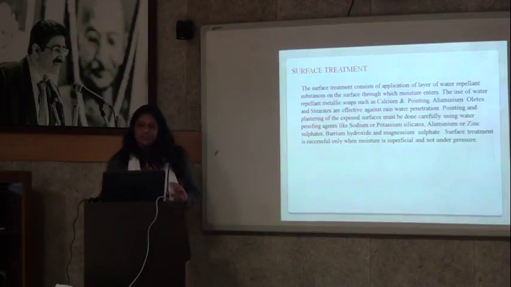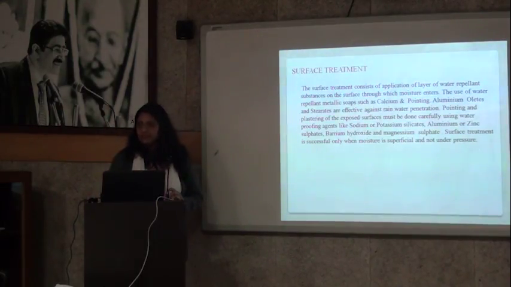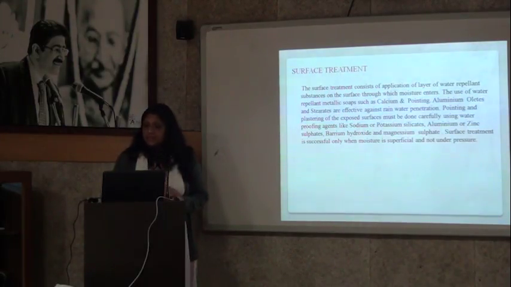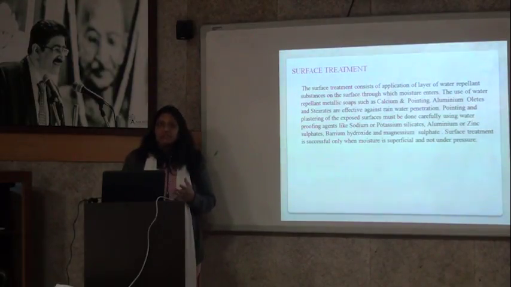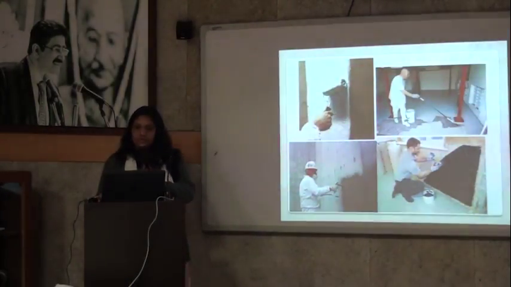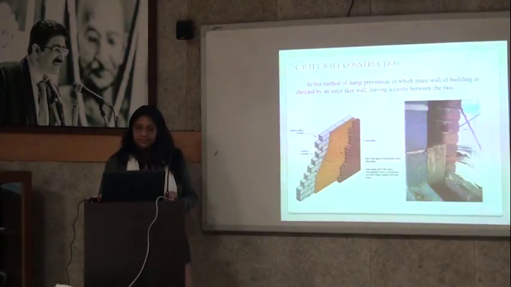Then comes the surface treatment. Surface treatments are specifically done for the walls, for the ceilings, for the flooring. Wherever the dampness occurs, the surface treatment is done with the application of water repellent substances. Water repellent substances will repel the water, and will not let water or moisture pass through that area. This is all the procedure shown here in the pics, how this surface treatment is done.